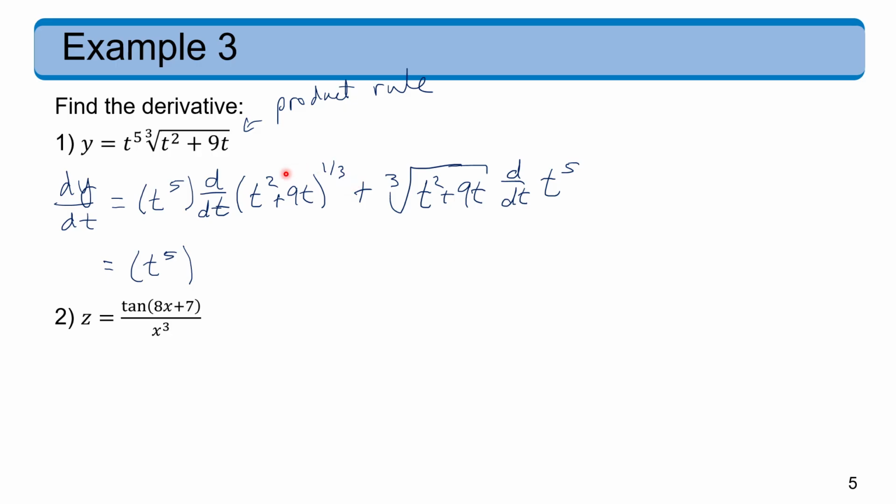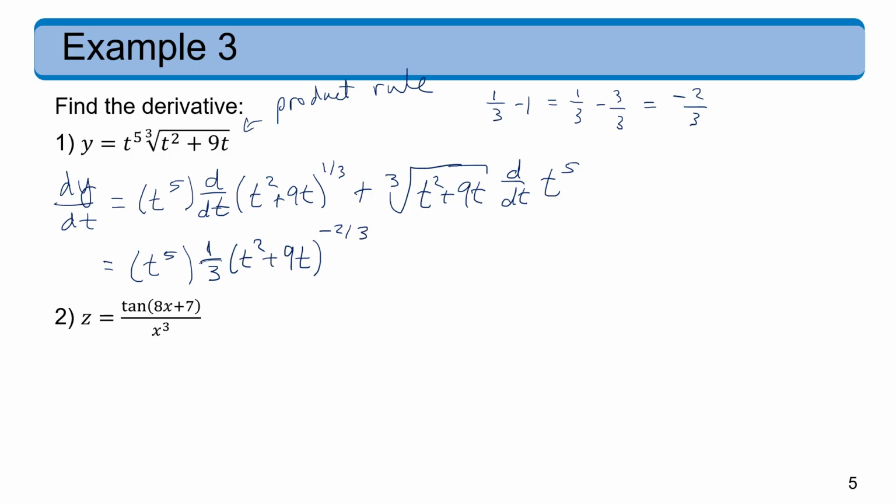You bring the 1/3 down in front, reduce the power by 1. Okay, so let's do that. We bring down the 1/3. Keep the inside part, and then reduce the power by 1. So the new power is going to be 1/3 minus 1. Right, so if you get a common denominator of 3, that comes out to negative 2/3. That's the new power.